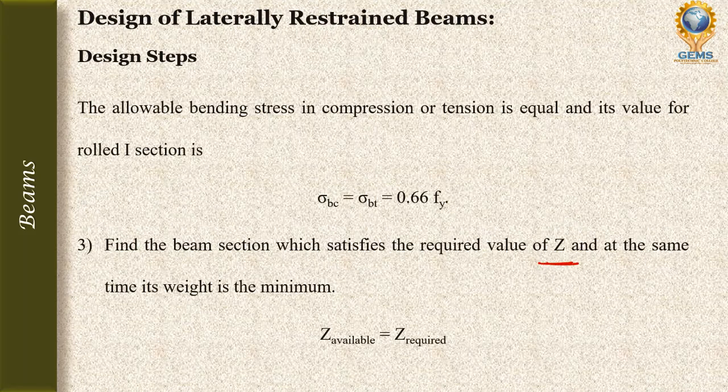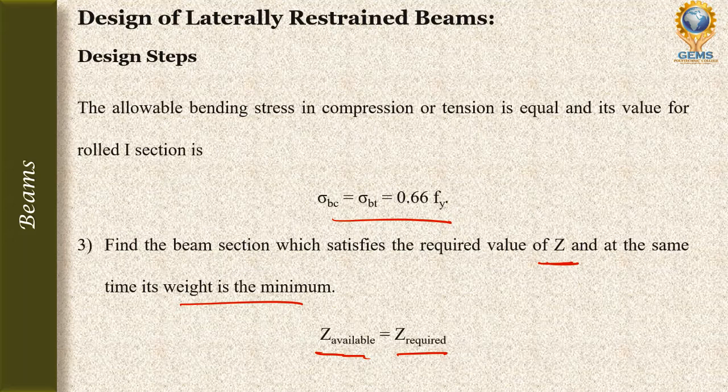So what do we find out? The Z required, by using the bending moment and the sigma BC or BT, we have to choose one beam section from the steel table. At the time of choosing it, the section modulus should be satisfied, but its weight should be minimum. Section modulus should be the same, but its weight should be minimum.